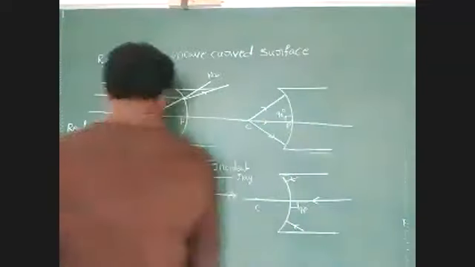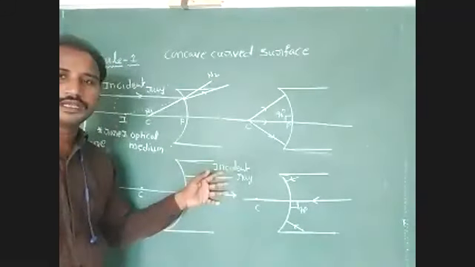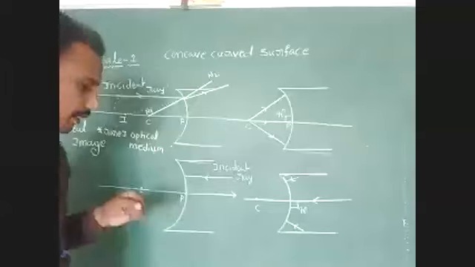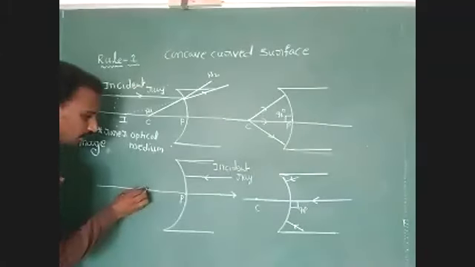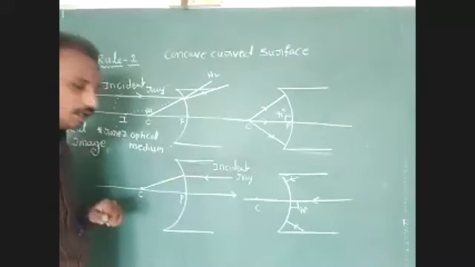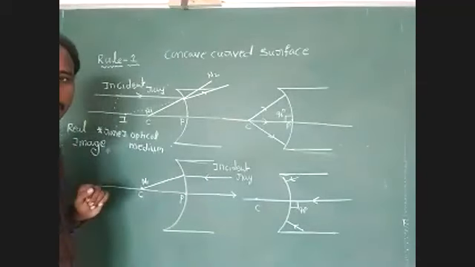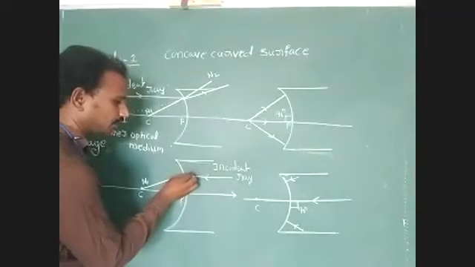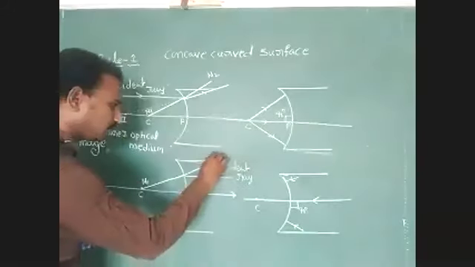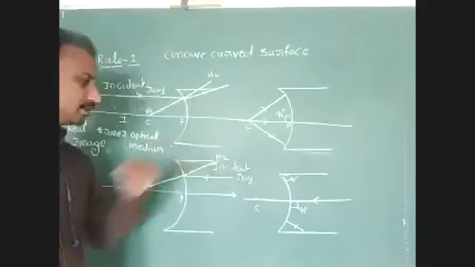Okay, students, next we have to consider the direction of the incident ray from the denser optical medium to the rarer optical medium. First, we have to represent the normal. The normal is always perpendicular to the curved surface. Draw another normal in the denser optical medium. It represents N1, and it represents N2.